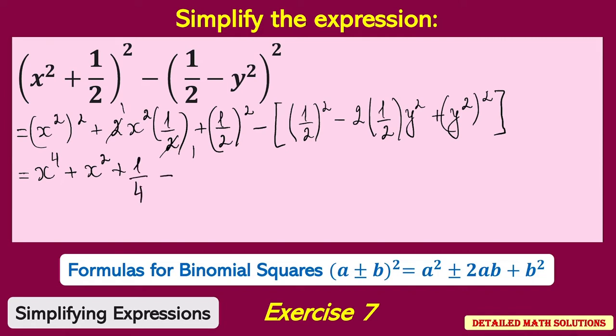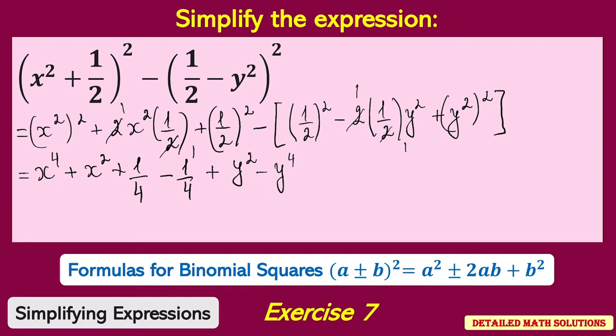Next, the negative sign in front of the square parenthesis applies to each term within the parentheses, and when it does, it flips the sign of each term. So this way I get −1/4 + 2 and 2 can be reduced, y² − y to the 4th power.